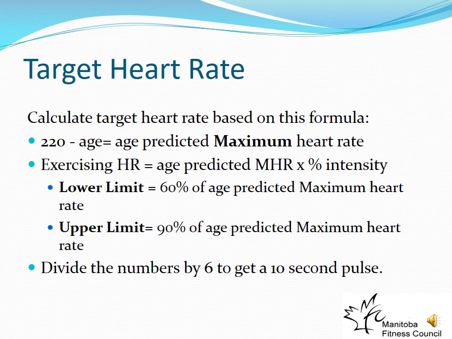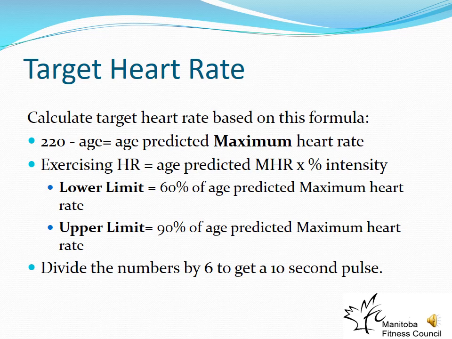So if I want to do 90%, I would take 200 multiplied by 90%, which would give me 180 beats per minute. So if I wanted them to work in the range between 60 to 90%, which is a very large range, I would tell them, I want you to be exercising between 120 beats per minute to 180 beats per minute. We don't normally give that large of a range, but that's how we would do it. And then if I wanted to get a 10-second count, I would divide it by 6.